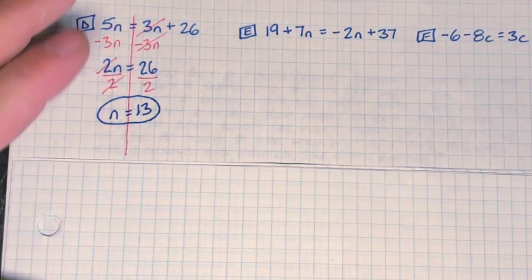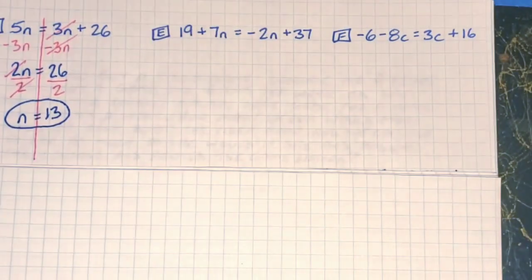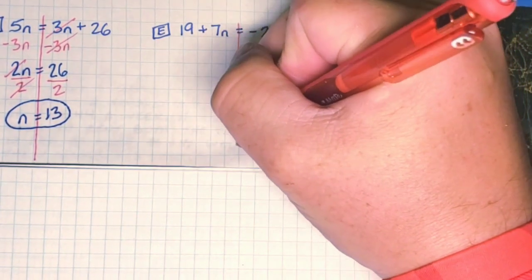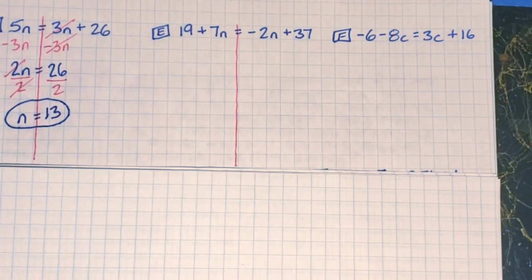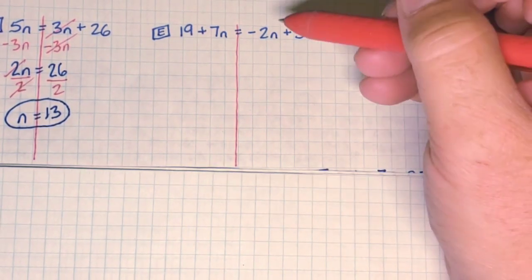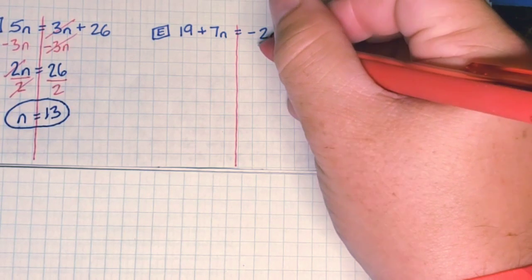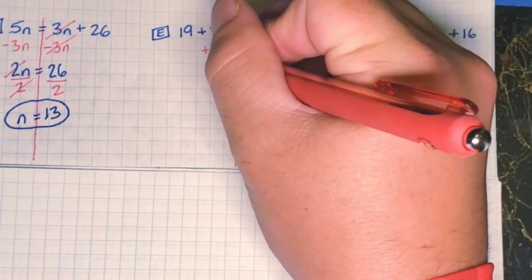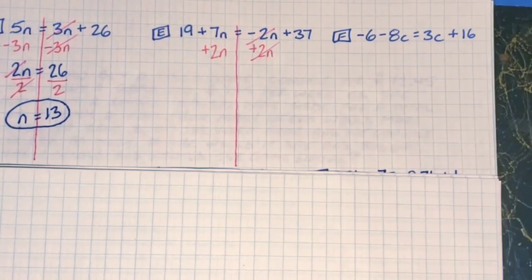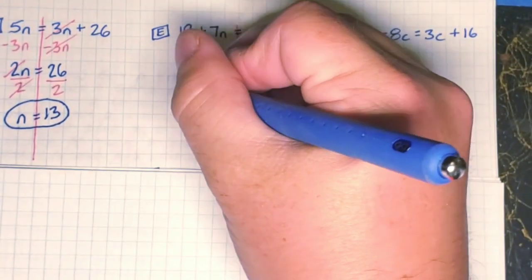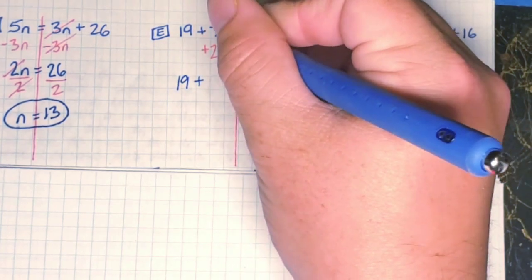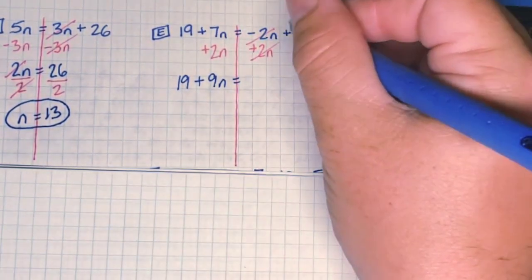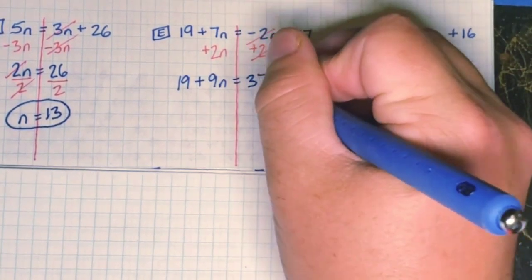All right, letter E. Anytime you got a variable and an equal sign, your goal is to get the variable by itself, and you do that by using inverse operations. Let's take this negative 2n and let's wipe it off the board, off that side. So plus 2n on both sides. That leaves us with 19 plus 7n plus 2n is 9n equals a positive 37.